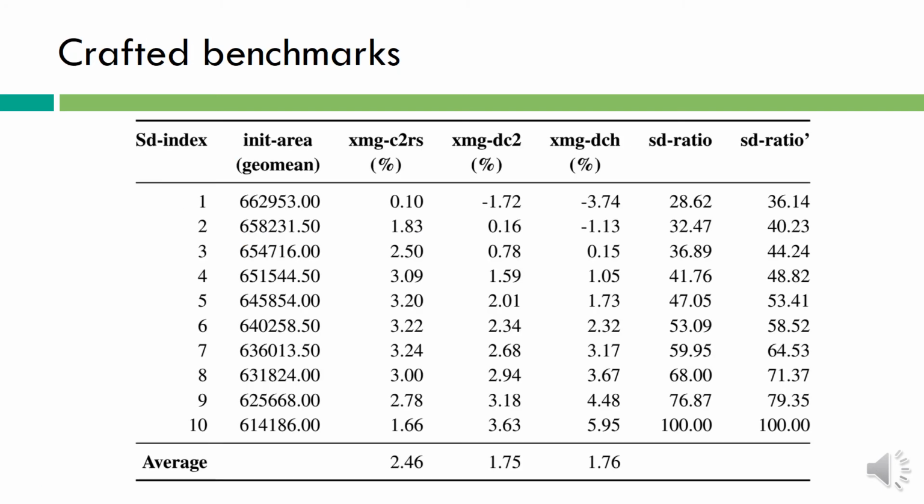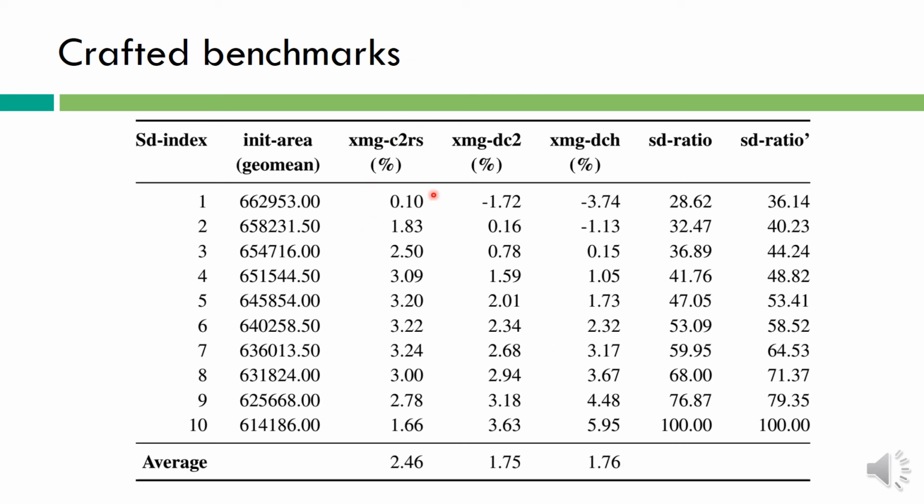So first we look into crafted benchmarks, where we have 10 variants of different benchmarks with different parameters, right? I took the geometric mean for all the benchmarks where the SD index is 1. So we can see that this is the initial area.